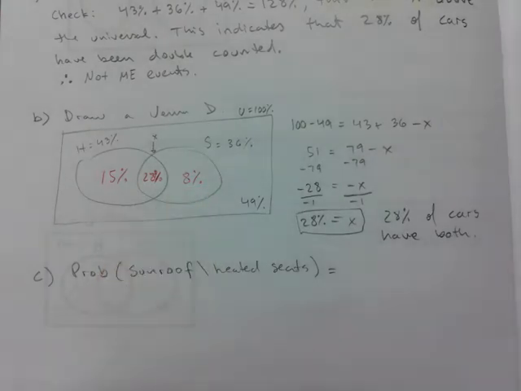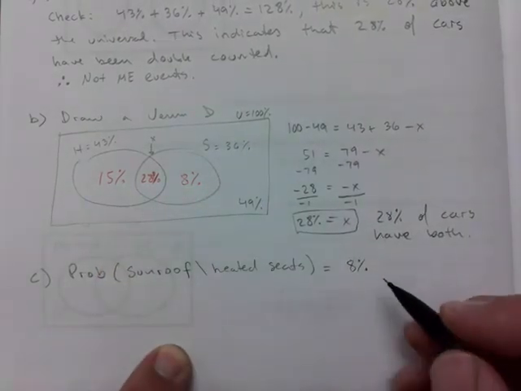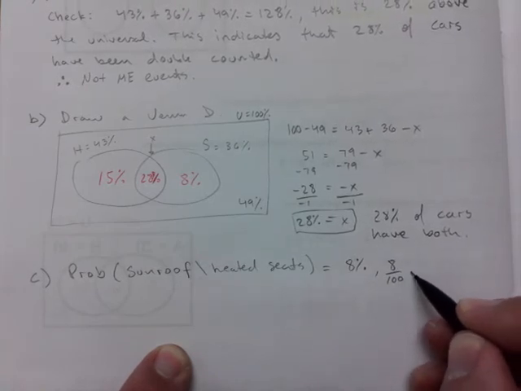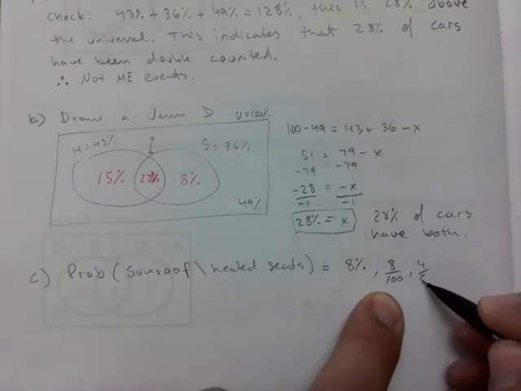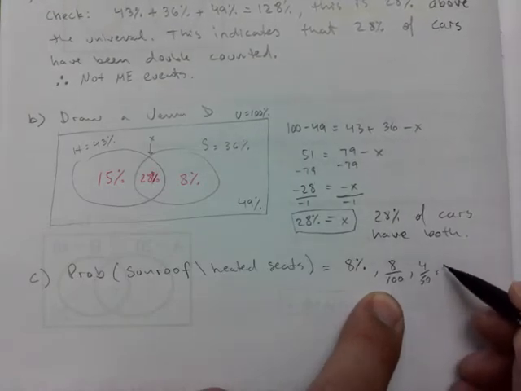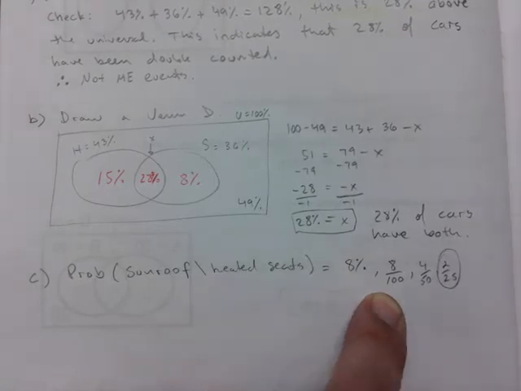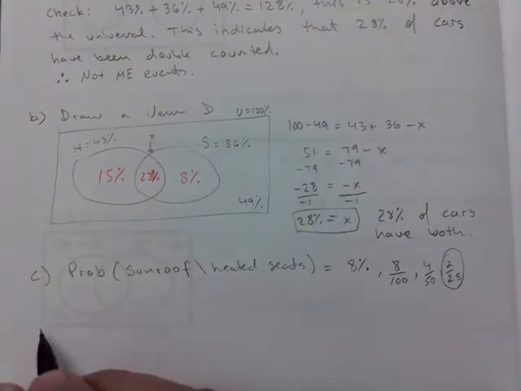So only sunroof would be 8%, right? 8%, which would be 8 over 100, which would be 4/50. You can still split that in half, 2/25. Okay. That's that. What if it asked you for the odds?